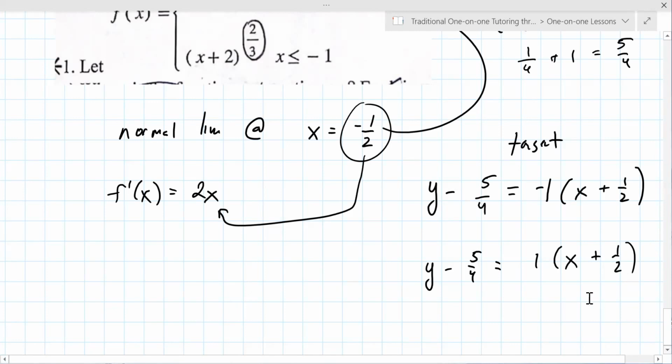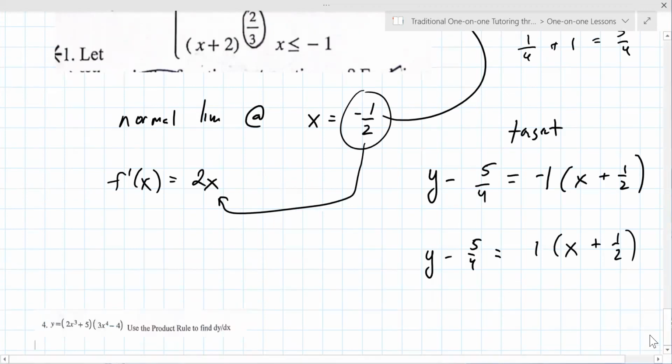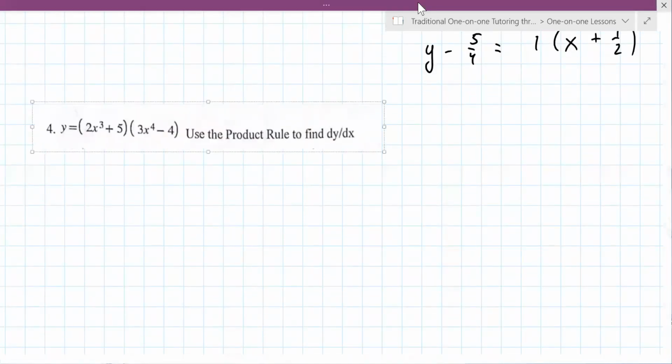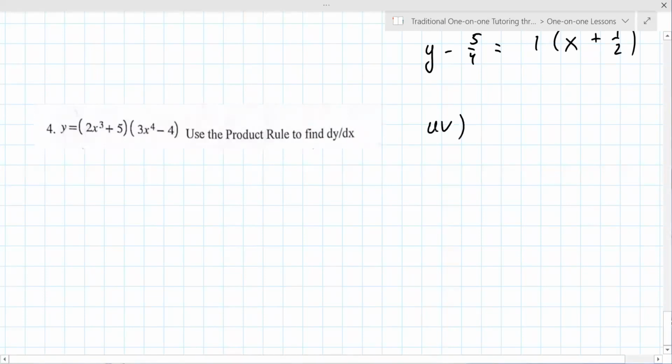All right. Let's do a product rule. Do you know how to do it? Do you know the rule? U times V. It's U times V, but it's got quotient rule inside of it.